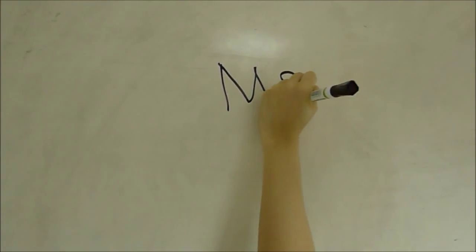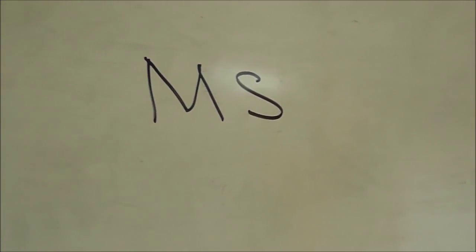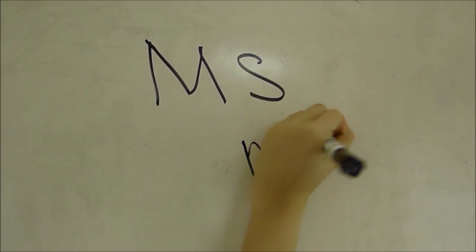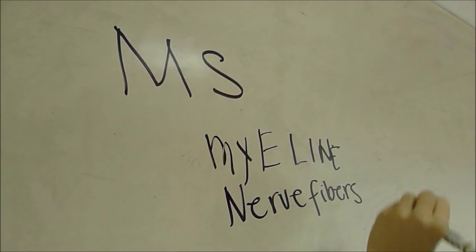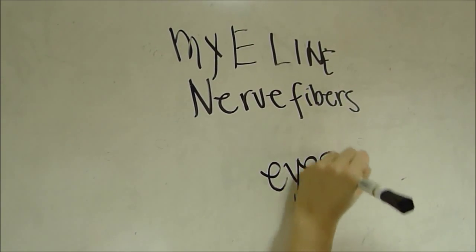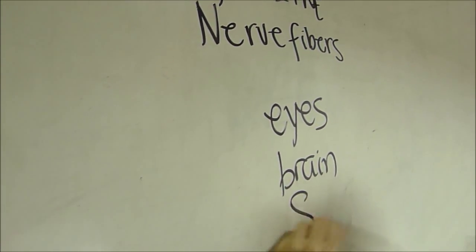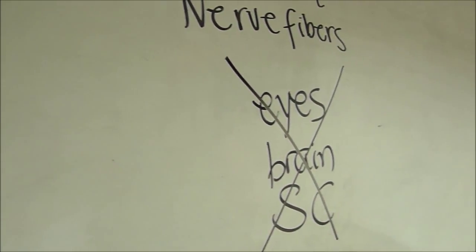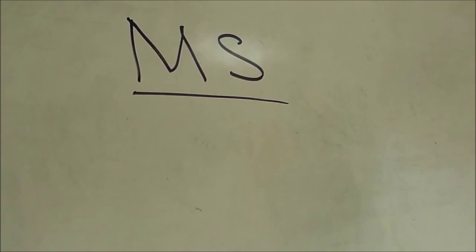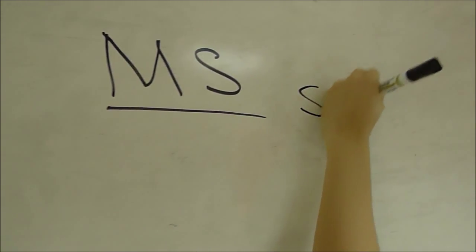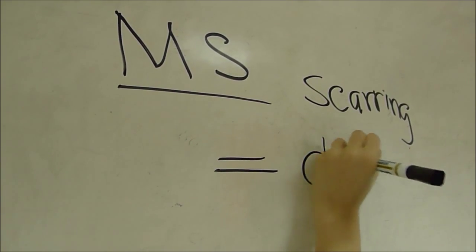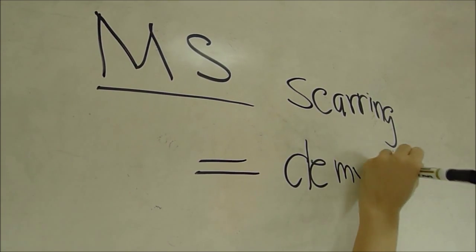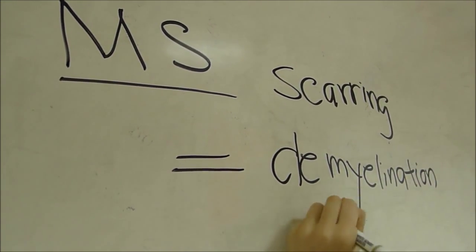What is multiple sclerosis? Multiple sclerosis is a disorder in which patches of the myelin and the underlying nerve fibers in the eyes, the brain, and the spinal cord are damaged or destroyed. Multiple sclerosis refers to the many areas in which scarring is involved, which results in the demyelination of the nerves.